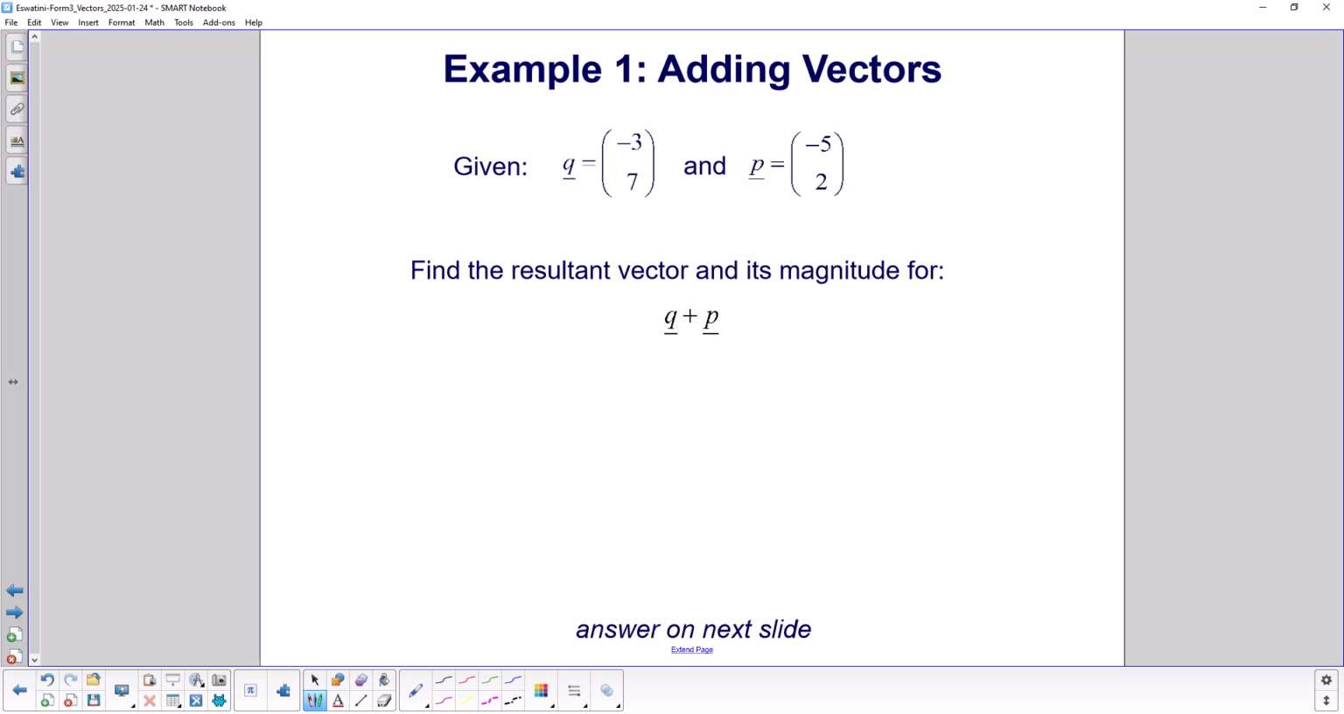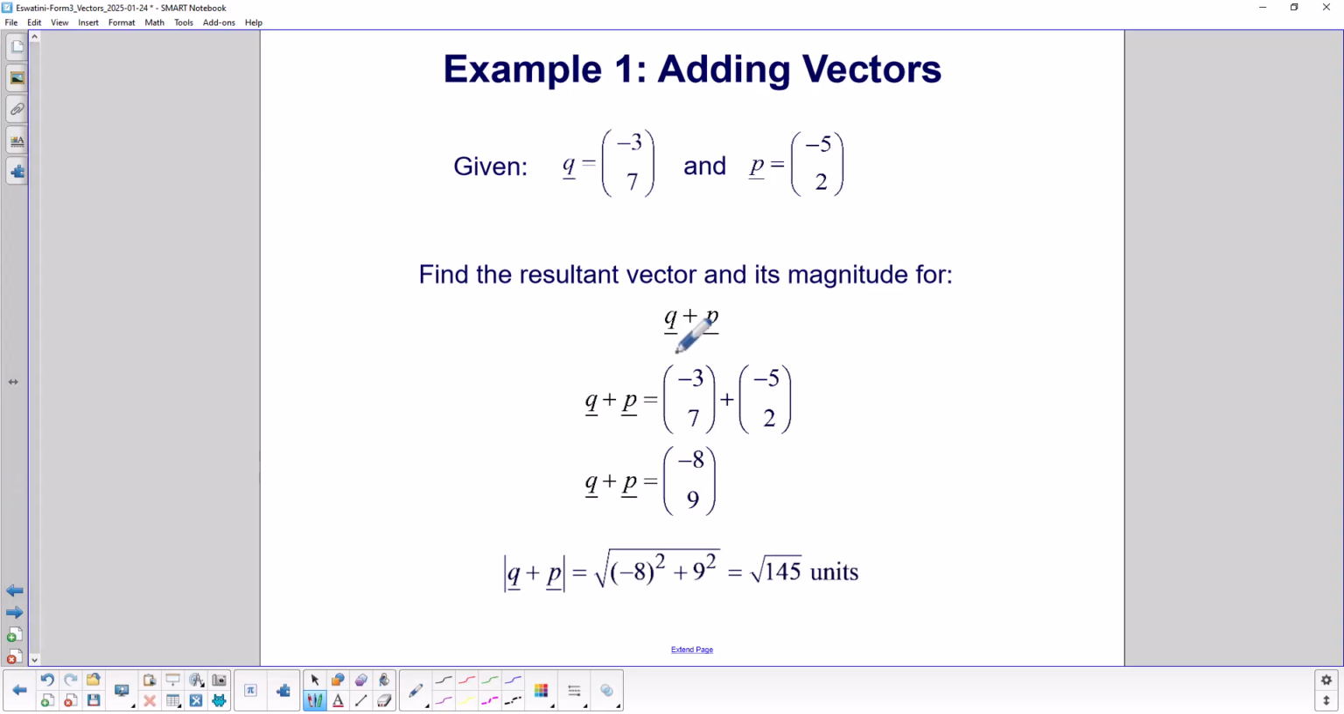Example 1, adding vectors. We're given two vectors, q, which is minus 3 over 7, and p, which is minus 5 over 2. Find the resultant vector and its magnitude for q plus p. So we're adding vector q plus vector p. Here's q, here's p. So add the top, negative 3 plus a negative 5 is negative 8. 7 plus 2 is 9. And then the magnitude is q plus p. Here's our magnitude symbol. That's the square root of negative 8 squared plus 9 squared, which is square root of 145 units.